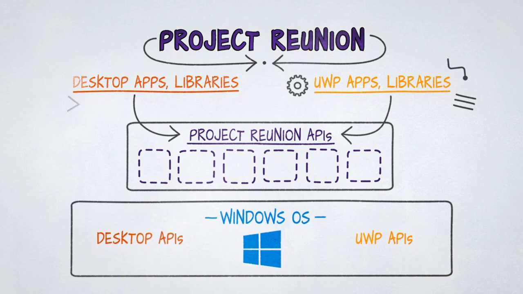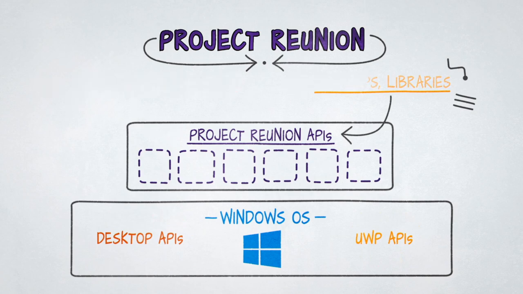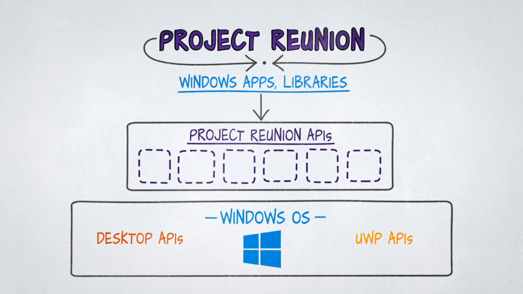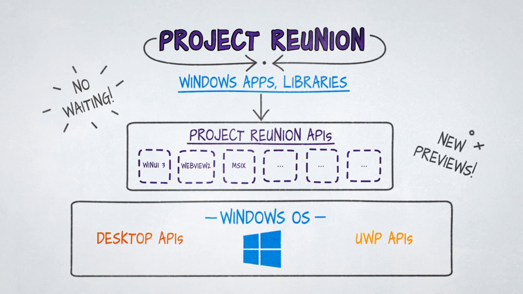This allows you to mix and match from the APIs that work best for your app and adopt new capabilities on demand. You can also unlock the latest APIs without waiting for your users to update their OS. We're going to do the heavy lifting by polyfilling gaps down level as needed, and we've already begun with APIs like WinUI 3, WebView 2, and MSIX. In fact, I'm proud to announce we have new previews of WinUI 3 and WebView 2 available today.